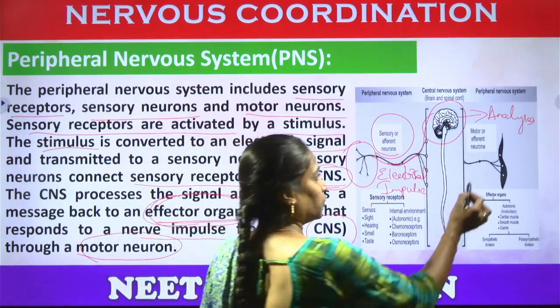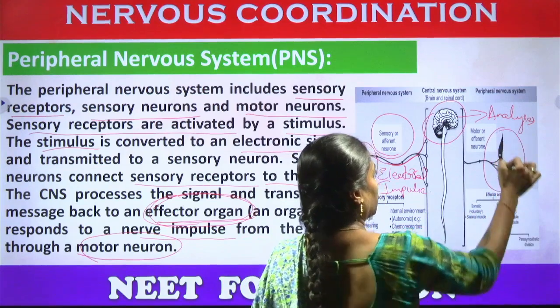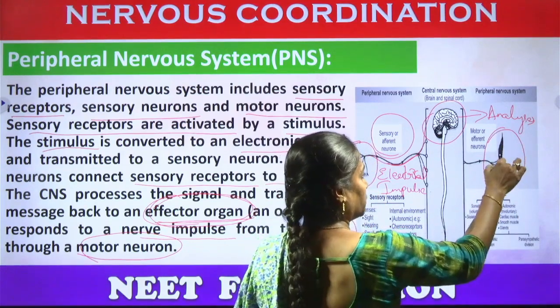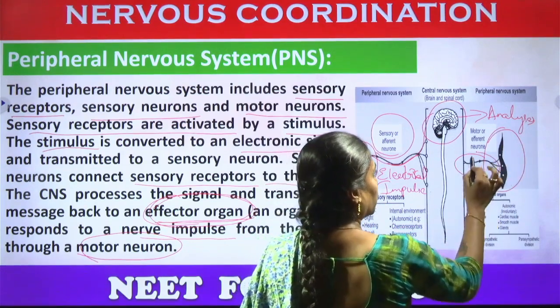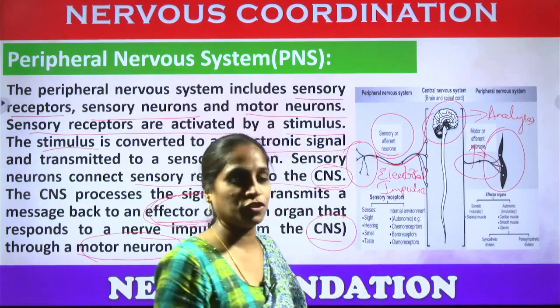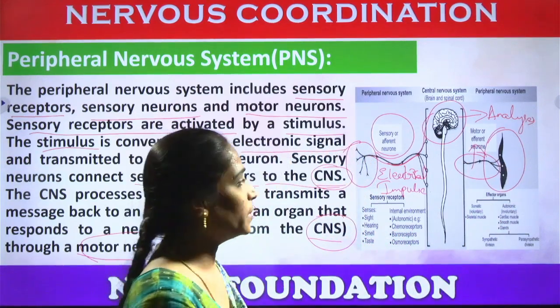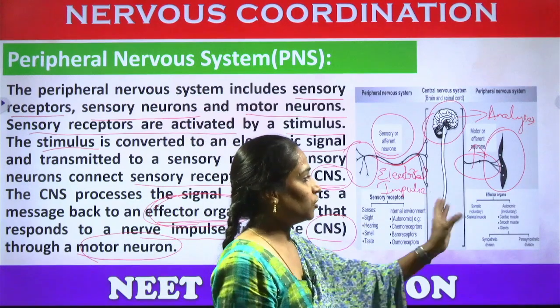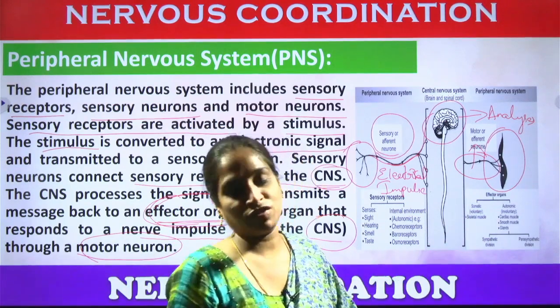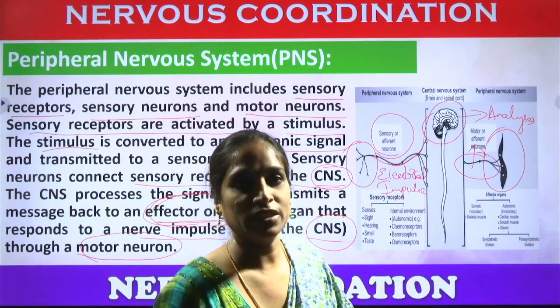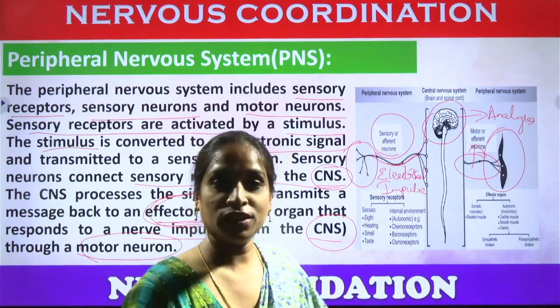Okay, so what is the effector organ here? The muscle will be the effector organ. It receives the signals from the motor neuron. Which kind of neuron is it? It's a motor neuron. Okay, so effector organs will be of different types. One will be voluntary and one more will be involuntary. Hope you all understood, dears.